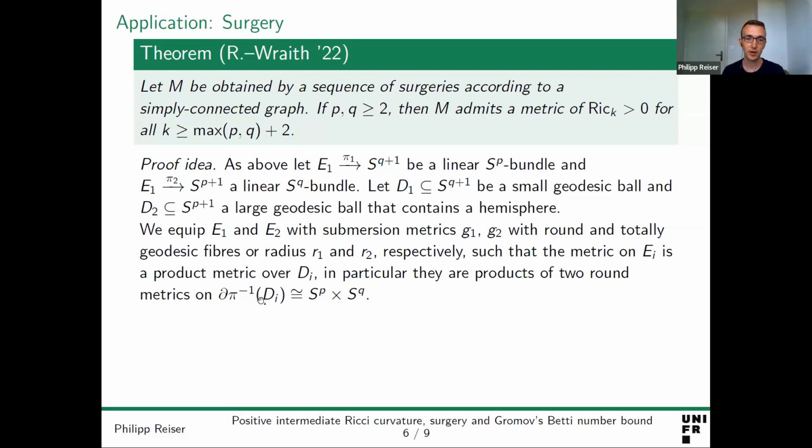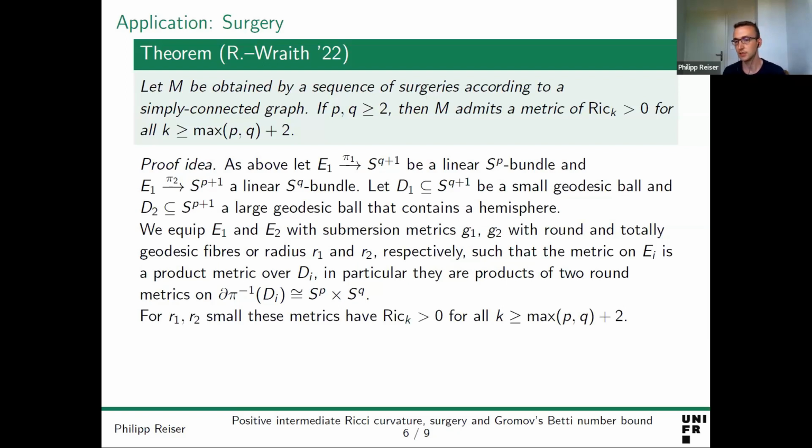In particular, over the boundary, which is the part where we glue, it will be a product metric of 2 round spheres. Of course, the radii of these spheres can be different, so it's not clear that on the boundaries the 2 metrics are isometric, but they're at least somewhat close to each other. So they're both product metrics of round spheres. And from what we had before, we have positive Ricci K for these metrics, if K is at least the maximum of P and Q plus 2.